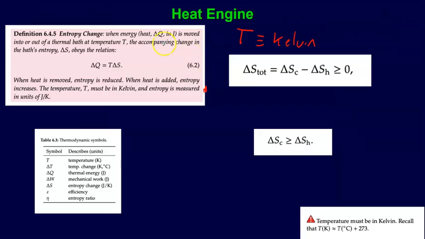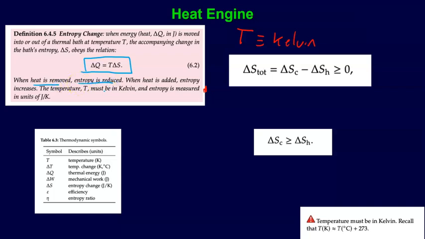Now, when we're doing this in practice, we're going to use this equation. This is our equation for entropy change. When energy is moved into or out of some thermal bath, like we've been talking about, you're going to have a change in entropy, delta S. And it obeys this relation: delta Q is equal to T times delta S. What this says is when heat is removed, the entropy is reduced. And hopefully that makes sense.